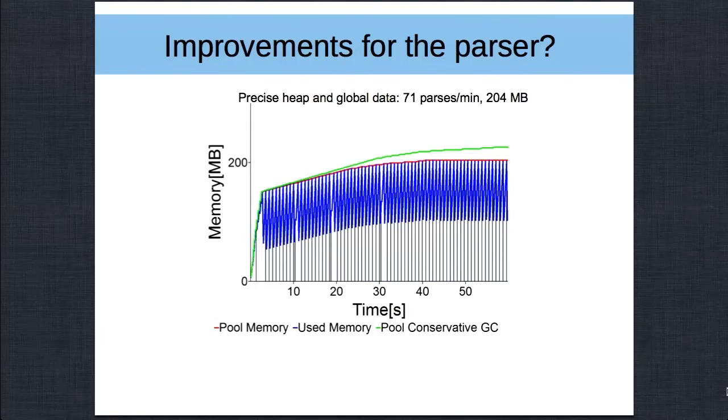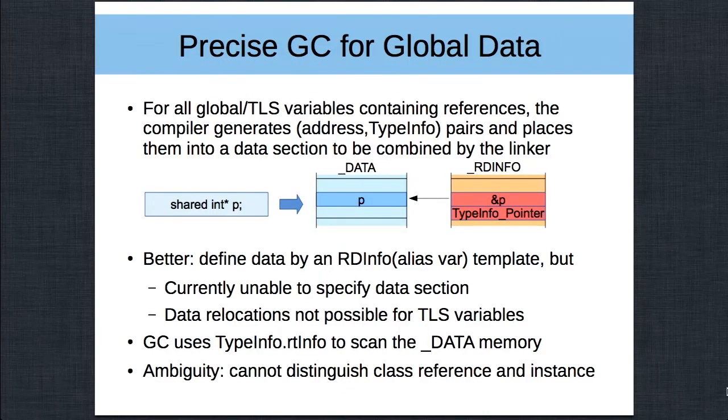We haven't handled these. So what I have implemented is that for all global data variables containing references, the compiler generates pairs of address and type info, so these can be passed to the garbage collector and then scanned instead of just assuming it's a range of untyped data.